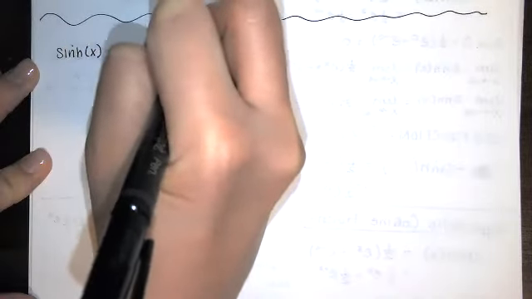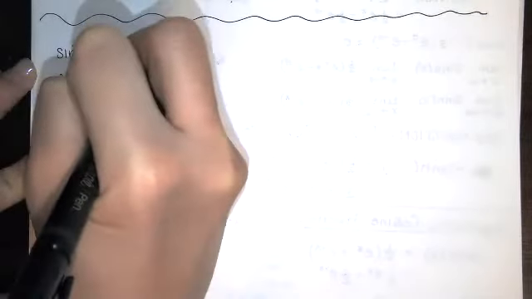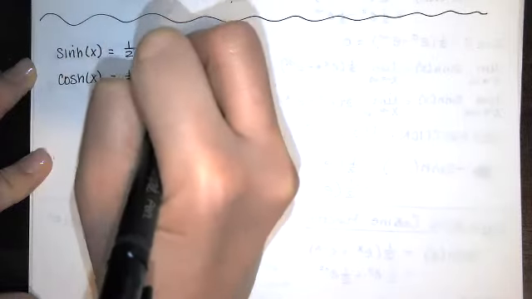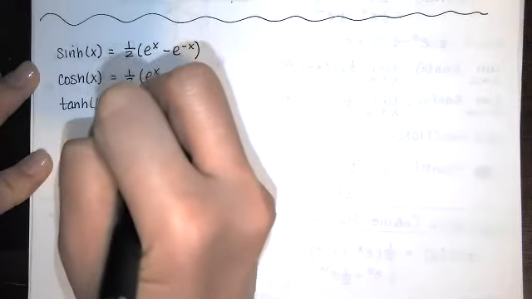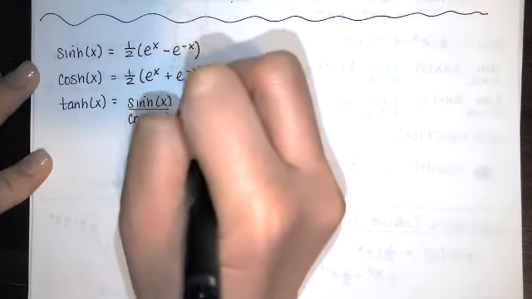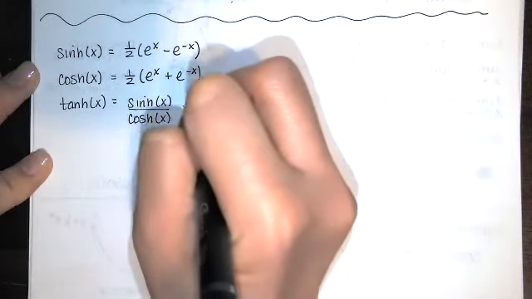Hyperbolic sine of x is 1/2 of e to the x minus e to the negative x. Hyperbolic cosine of x is 1/2 of e to the x plus e to the negative x. Hyperbolic tangent of x is hyperbolic sine over hyperbolic cosine. And that's really how I think of it. If I wanted to, I could write it in terms of exponentials, that divided by that, and we reduce the 1/2.